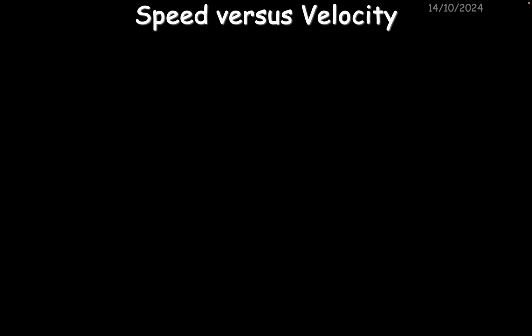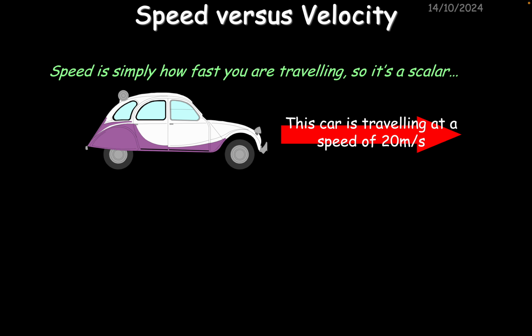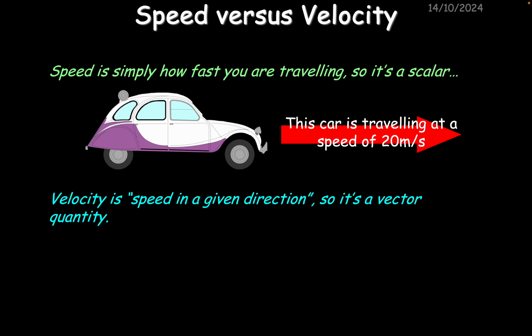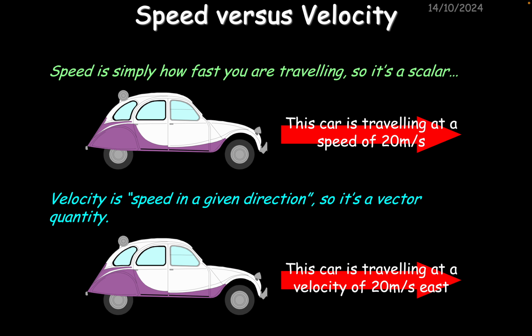and here's a special case of the difference between speed and velocity when you have circular motion. So speed is simply how fast you're traveling, so it's a scalar, whereas so this car will be traveling at 20 meters per second. If they only give you the quantity, the magnitude, it's a speed. If they tell you that the car is traveling east at a rate of 20 meters per second, then it would be a velocity.